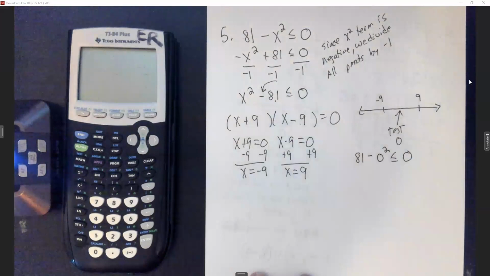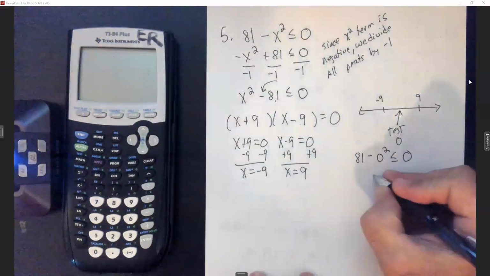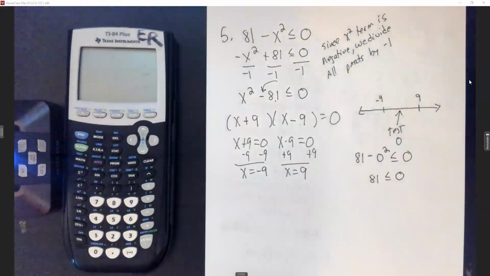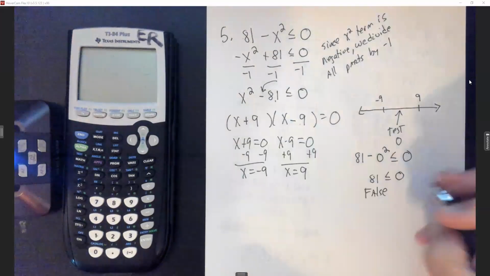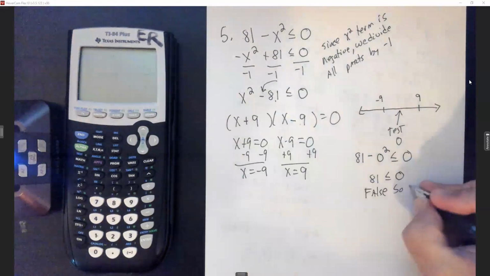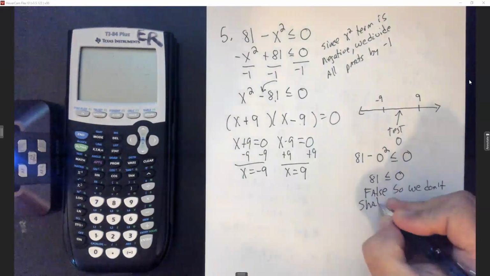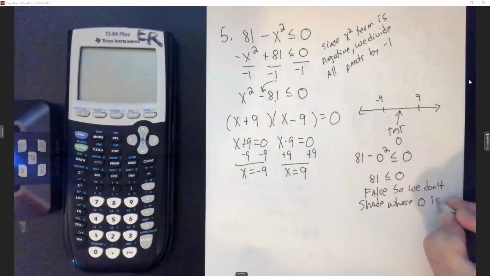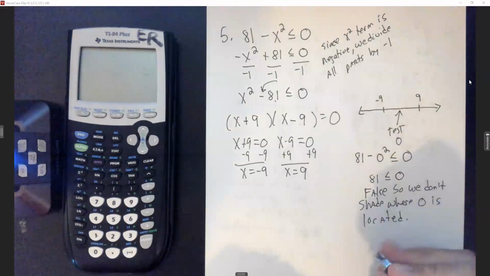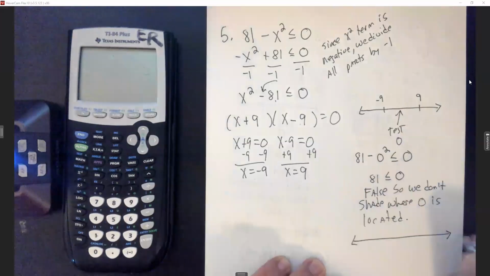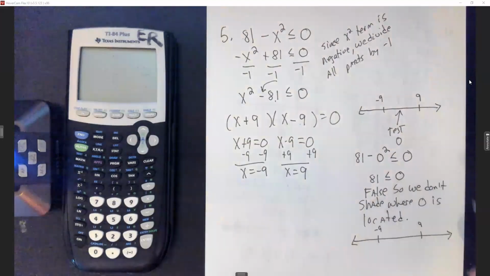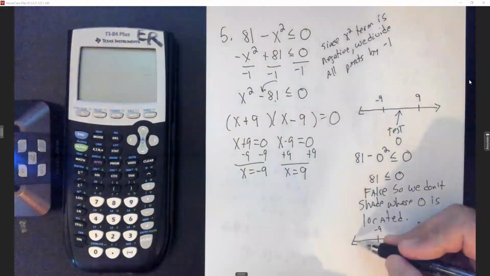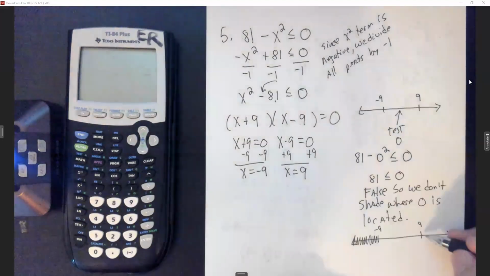Well, 0 squared is 0. 81 minus 0 is 81, less than or equal to 0. Well, that is false. So we don't shade where 0 is located. So I had -9 and 9. So 0 was in the middle. This became false, so I can't shade where the 0 is, which means I'm going to shade the outsides.